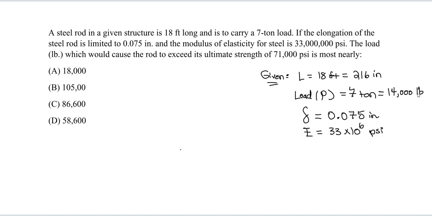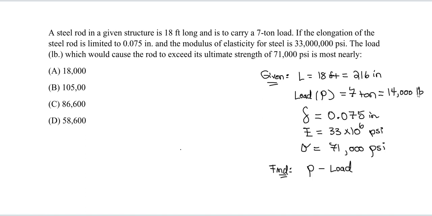Then I think that's all we're given for that portion. But what we're trying to solve for is the load in pounds that would cause the rod to exceed the ultimate strength of 71,000 psi. This ultimate strength is going to be our sigma, or stress. So it's 71,000 psi. So what we want to find is the load P at 71,000 psi.